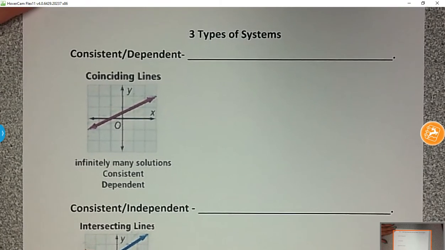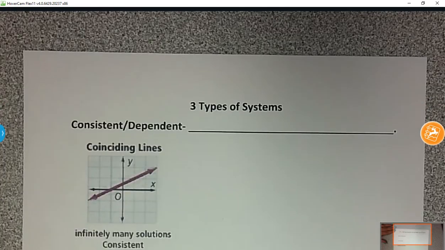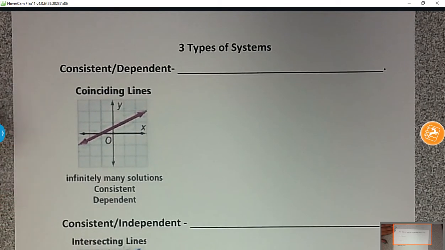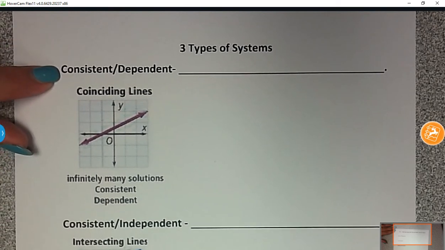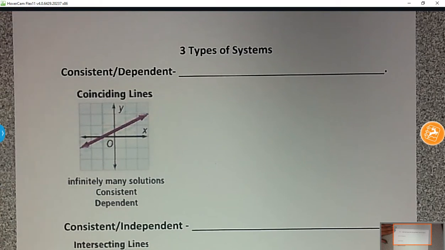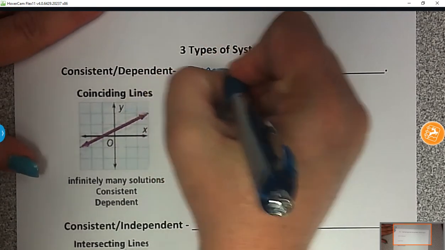All right, so this is the part that may be just a little bit new. Okay? Before, when you worked with systems of equations, you always just found where they intersected and that was it. Well, in Algebra 2, we've got to talk about what type of system they are. So you've got three different types. You've got a consistent and dependent system. That's where both of the lines graph in the same place. They both end up graphing the same line.